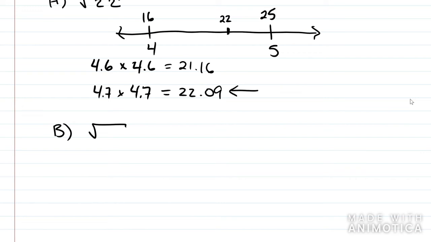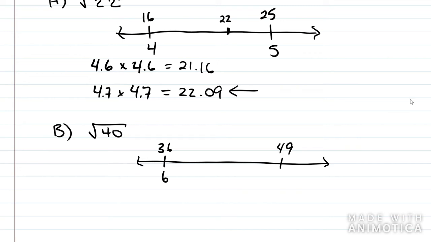How about the square root of 40? What's the first step? Draw our number line. What's our second step? We have to figure out those perfect squares on either side. So 36 and 49. The square root of 36 is going to be 6. The square root of 49 is going to be 7. Where does 40 lay? Well, it's only 4 more than 36 and 9 away from 49. So this one's going to be on the lower end. So I'm going to estimate it'll be about 6.4.